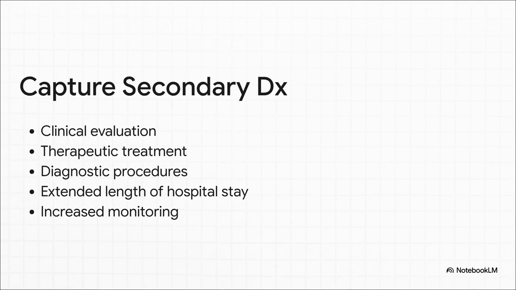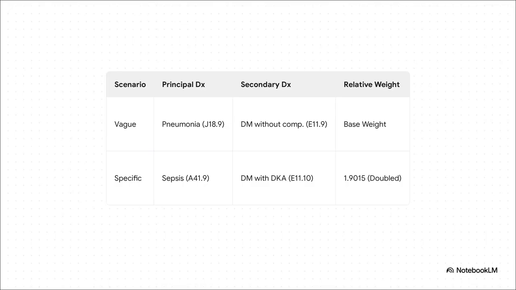If a stem cell patient develops acute graft versus host disease or maybe cytokine release syndrome, the chart must reflect the intense monitoring that follows. To put that into perspective, look at how powerfully this impacts the facility financially. In a vague scenario, basic pneumonia and uncomplicated diabetes just yields a base weight. But if the physician properly documents sepsis and diabetic ketoacidosis, which is an MCC, the relative weight more than doubles.